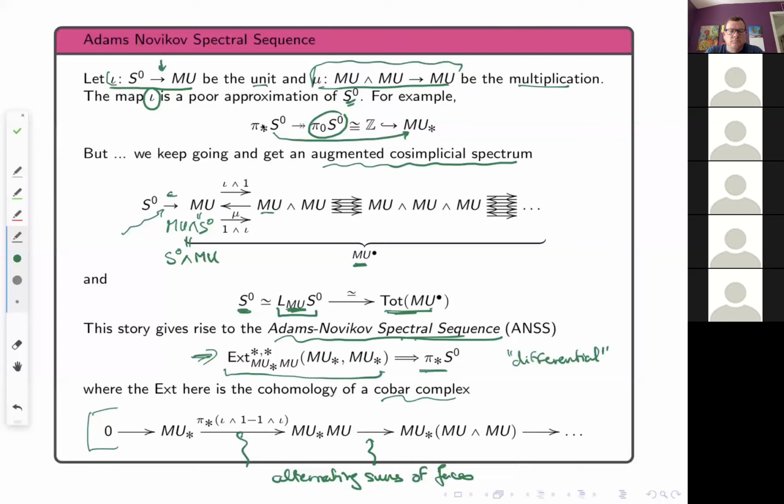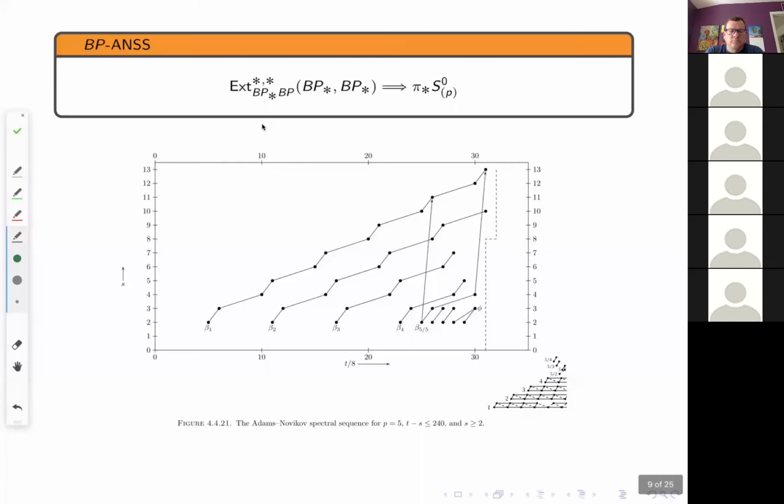All right. So on the next page, I'll show you an example. I did it for MU, but I could have done it for BP, the Brown-Peterson spectrum. So you switch to BP when you work one prime at a time. MU(p) was a big wedge of suspensions of copies of BPs. Okay. So if you just focus on one of them, you can do the same story, and you'll get instead something that approximates the p-local sphere.